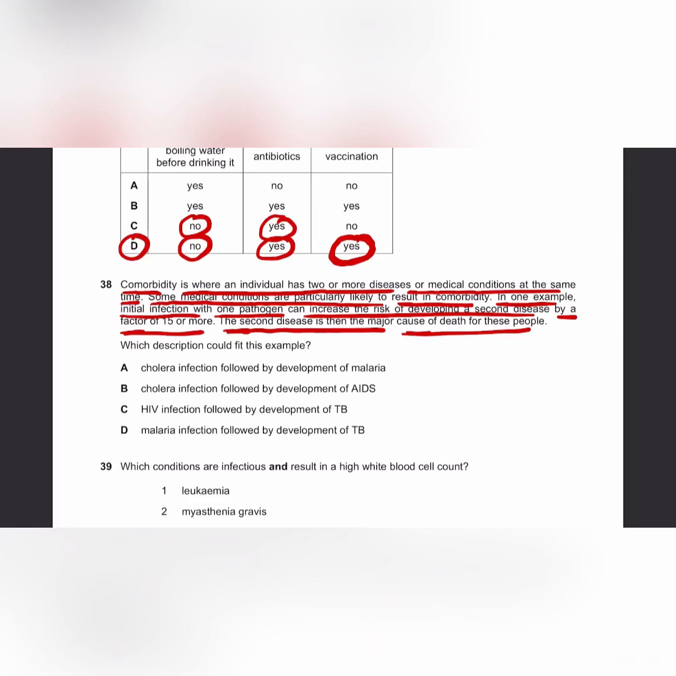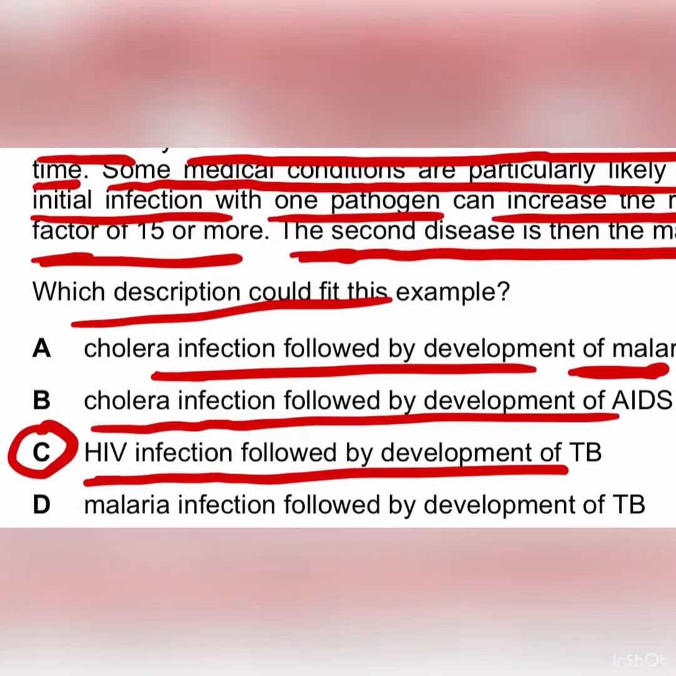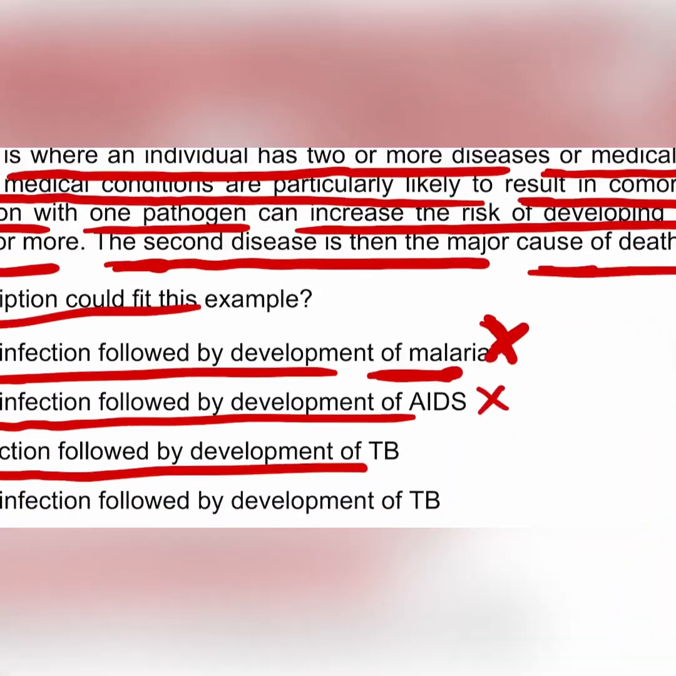For example, if you have a throat infection caused by a virus, you can get a superimposed bacterial infection in your throat. Which description could fit this example? Cholera infection followed by development of malaria. This never happens. If you get infected with malaria, you don't get cholera. Cholera infection followed by development of AIDS. No. HIV infection followed by development of TB. This is true because once you get an HIV infection, once you get AIDS, you can easily develop TB, right? But for cholera infection, after you get the cholera infection, you will never get AIDS.